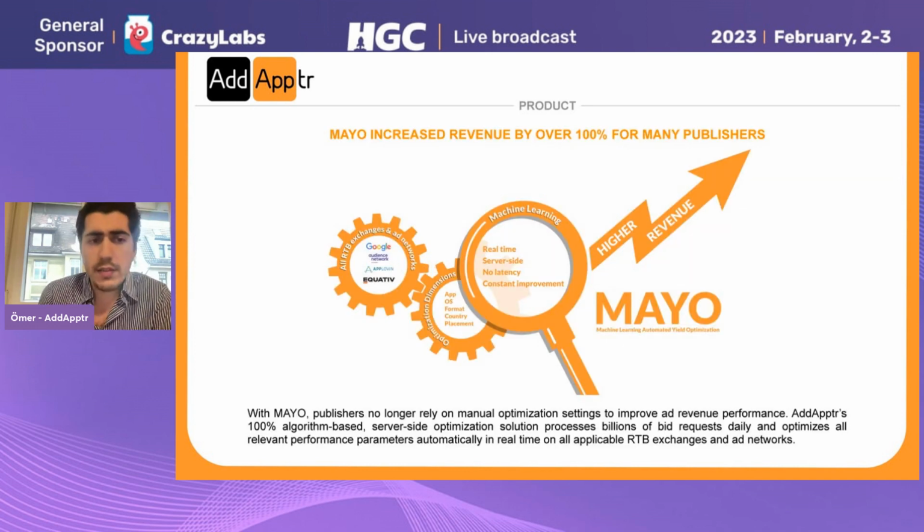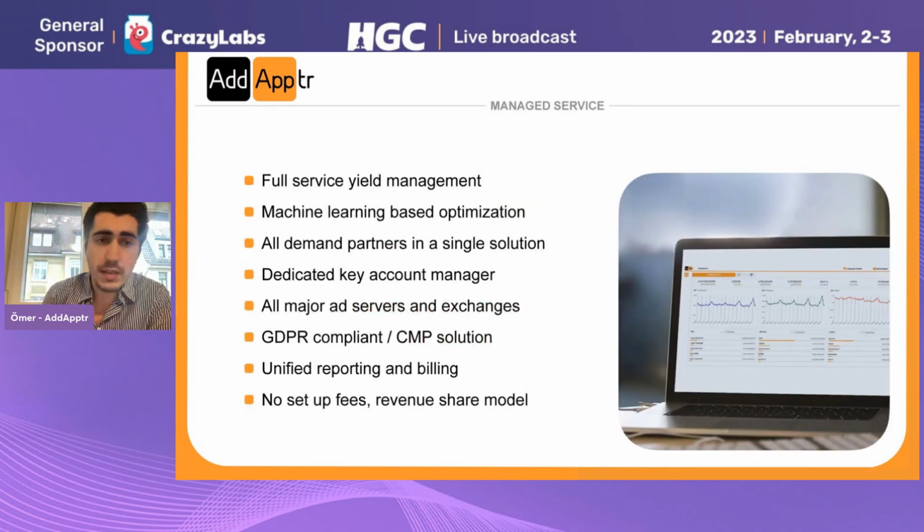We have products, and basically the most important one is Mayo. It's called Machine Learning Automated Yield Optimization. We use a machine learning system here. When we talk about so many ad networks, RTBs, advertisers, direct deals, it sounds so complicated, but through this product and also our team, we bring it to an almost optimum level. So that's the biggest difference.